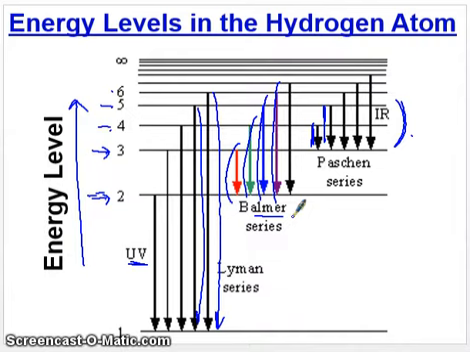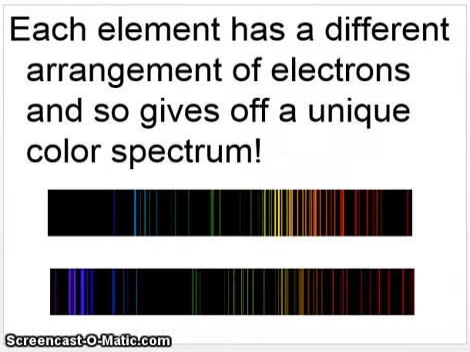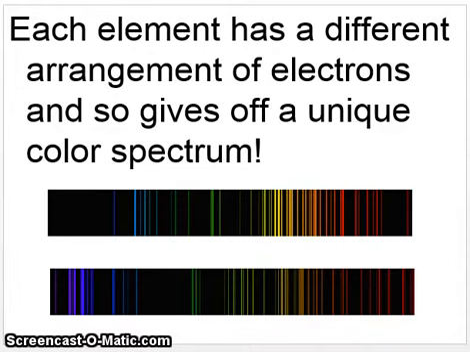So we can actually study the light given off by atoms and find out about the energy levels inside the electron. So this is pretty groundbreaking stuff. And to finish up, each element then has a different arrangement of electrons, and so it gives off a unique or a different color spectrum. So for these two elements, notice that their spectrum is slightly different. If you study the details of it, you'll see that the first element has a bunch of lines in the yellow region, the second has a bunch of lines in the blue region. And if we can see these lines, then we can find out about the element that was produced.